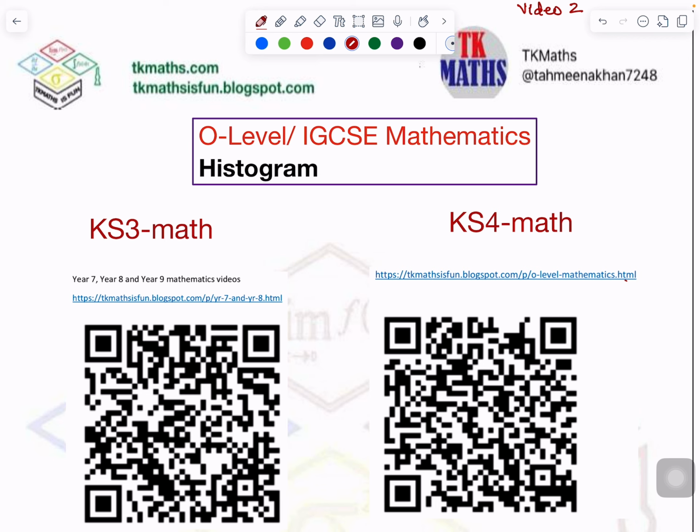In today's video, which is video number 2 on histograms, part of the O Level and IGCSE mathematics syllabus, we will solve another past paper question. As I told you in the previous video, we started with the basics, so we are moving toward the advanced level, and gradually we will do more advanced past paper questions.